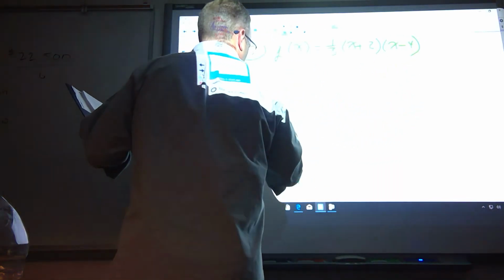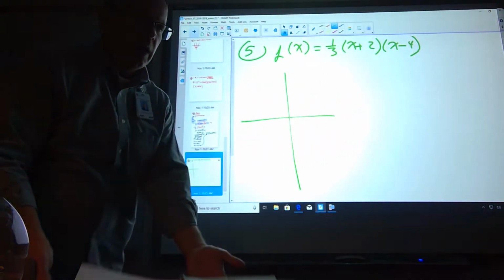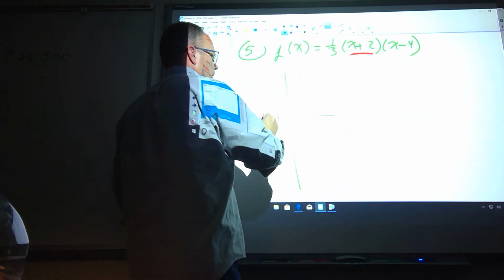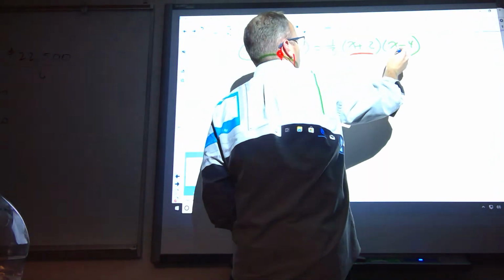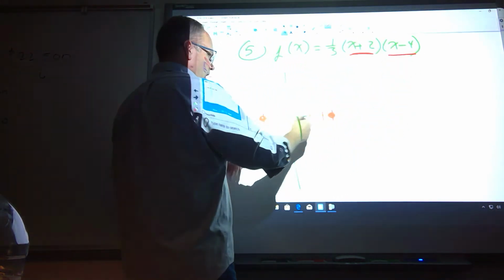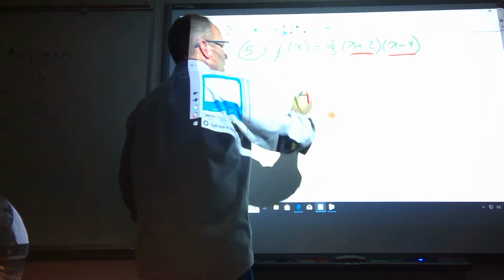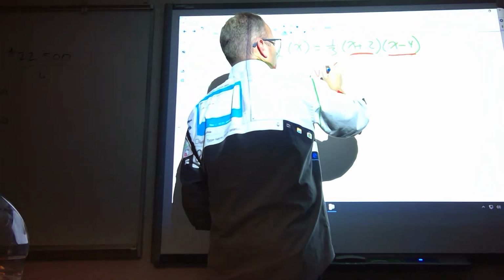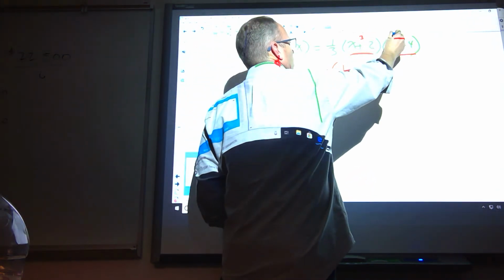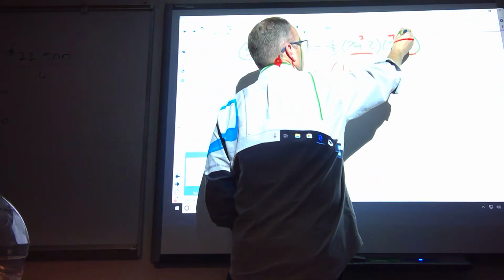All right, so let's just graph it so we can take a look at it. This is going to give me negative 2. This is going to give me positive 4. So halfway in between the two is 1. So I'm going to find my vertex. My vertex is 1 comma something. So 1 plus 2 is 3. 1 minus 4 is negative 3.